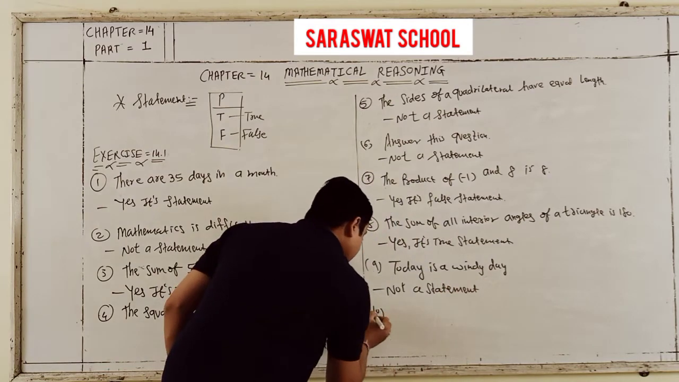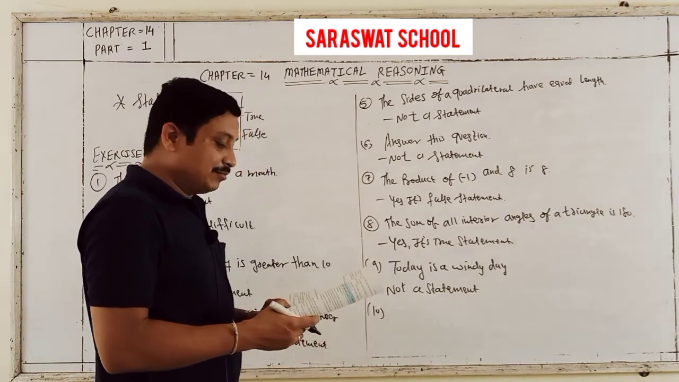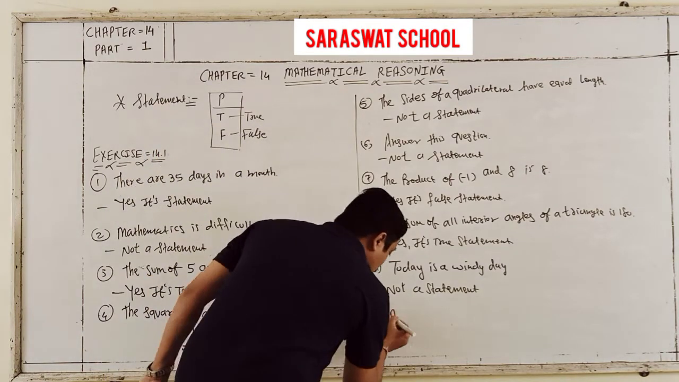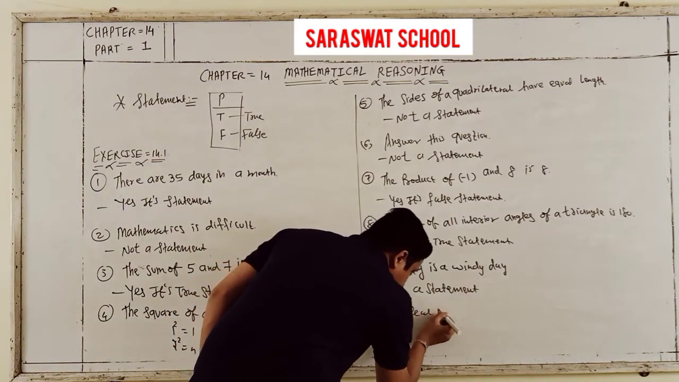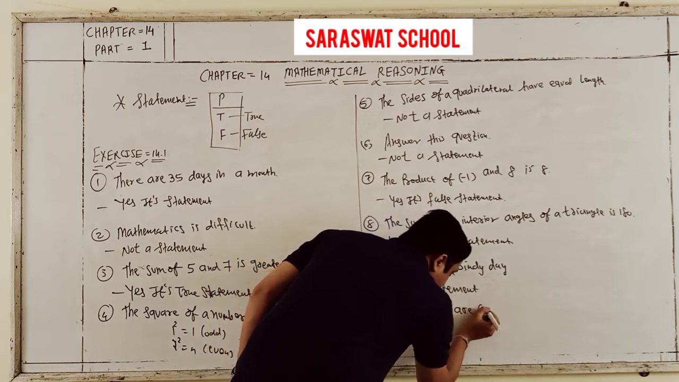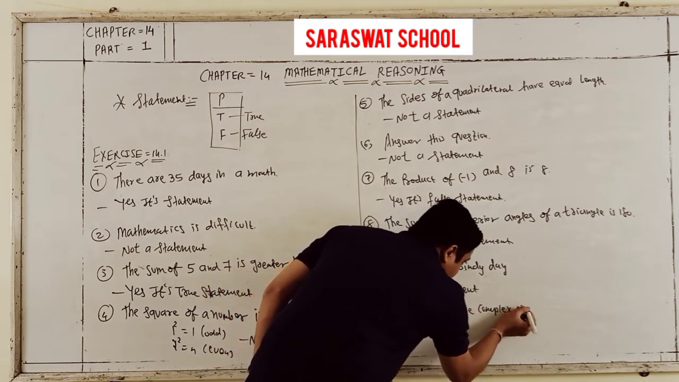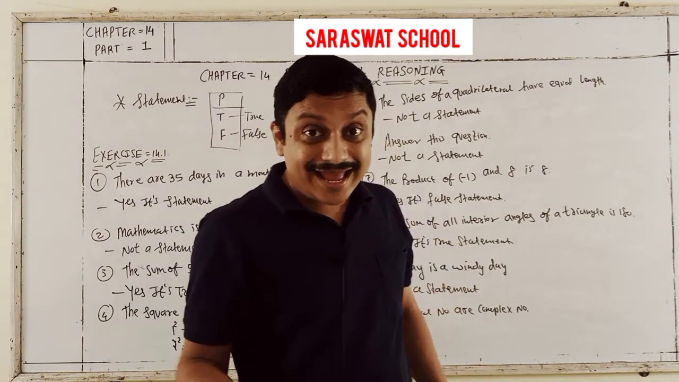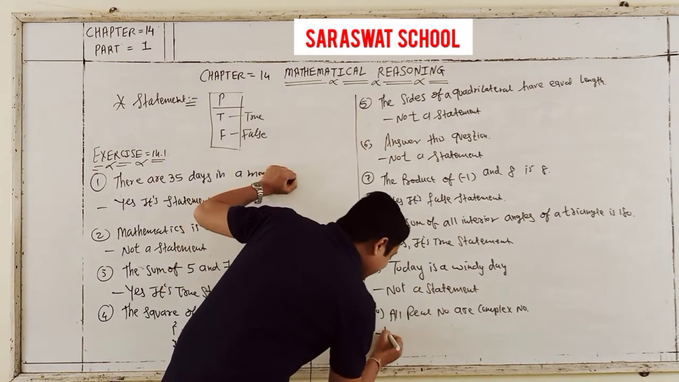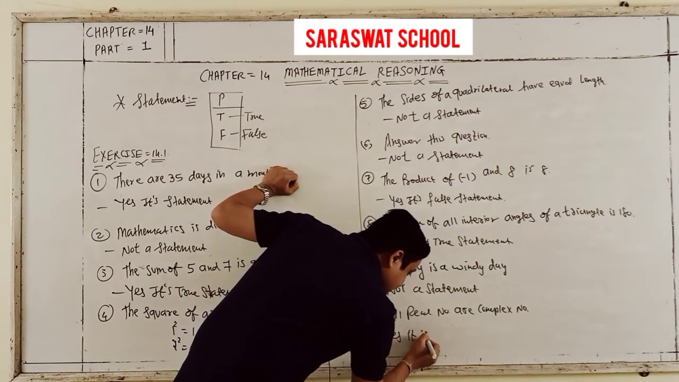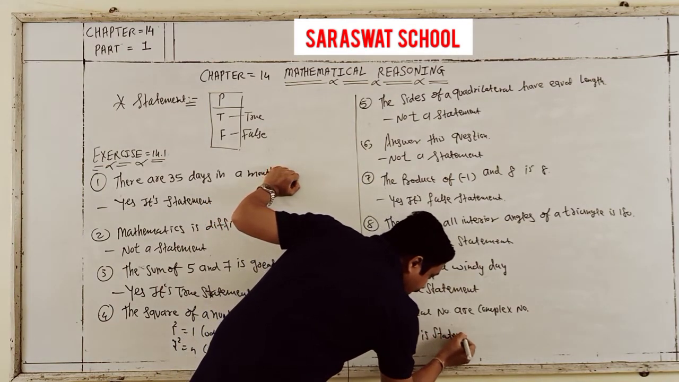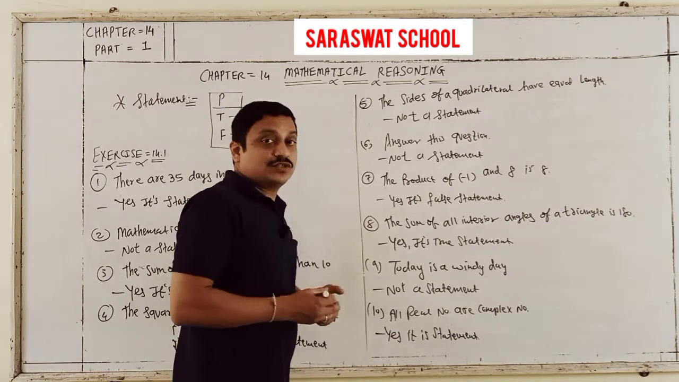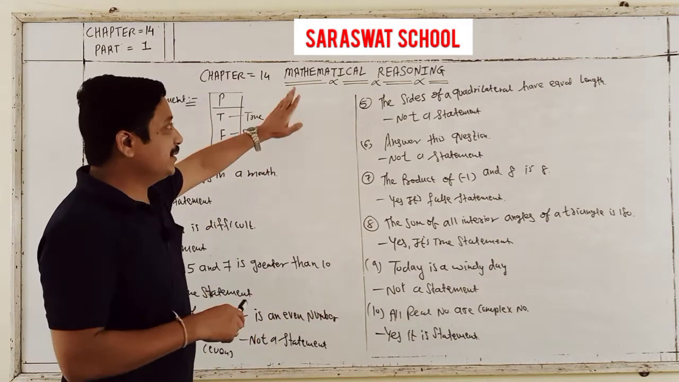And last, the 10th one, all real numbers are complex numbers. Are all real numbers complex? It is always true. Yes, so it is a statement. So here are the basic introductions to mathematical reasoning.